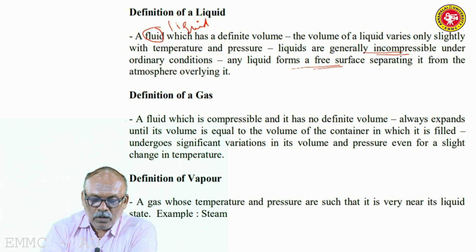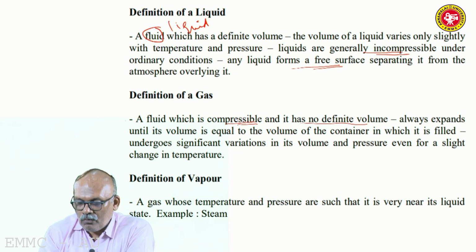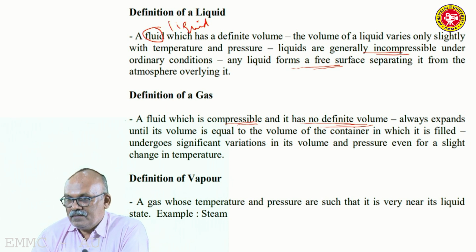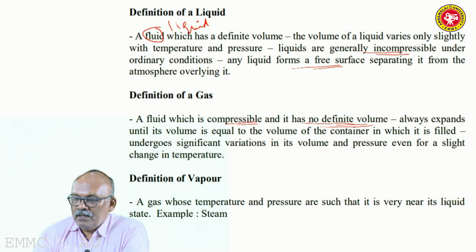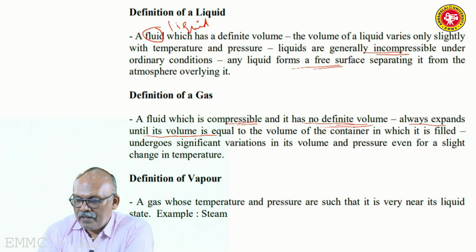Now, let us define what a gas is. It is a fluid which is highly compressible, and it has no definite volume. As we discussed, 1 liter of gas can become 2 liters or 3 liters given the freedom to expand. So it has no definite volume. It always expands until its volume is equal to the volume of the container in which it is filled.